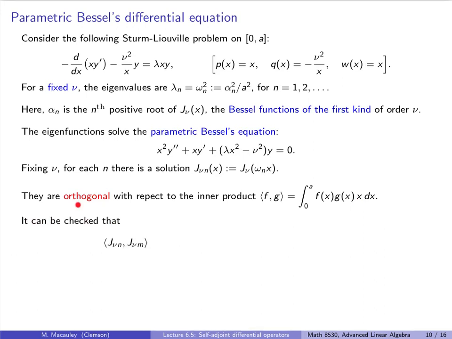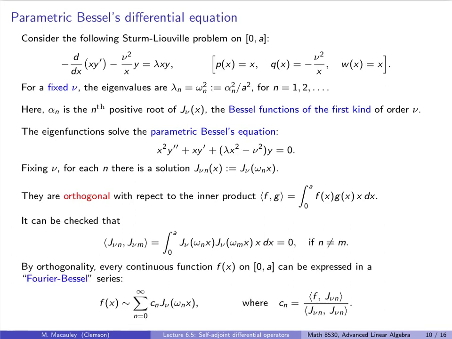As I said before, we get orthogonality for free, but we can also check that the inner product of two of these Bessel functions, which is the integral from 0 to a of j nu of omega nx times j nu of omega mx x dx, is 0 if n and m are different. It's not a fun integral to compute, trust me. And I don't know of a nice form for what this is if n and m are the same. Maybe there is one, but it involves the nth positive root of this, so it's probably not too nice. But that doesn't really matter.